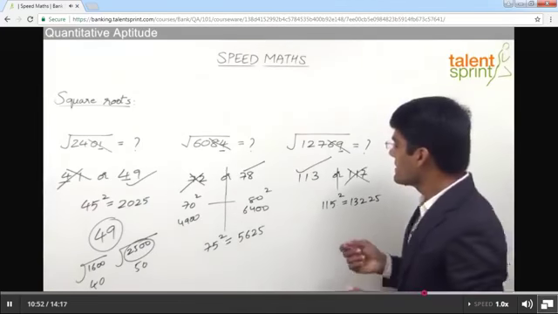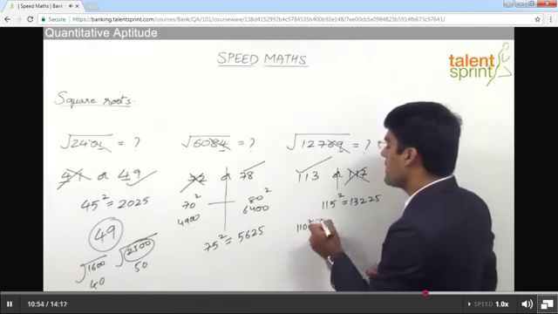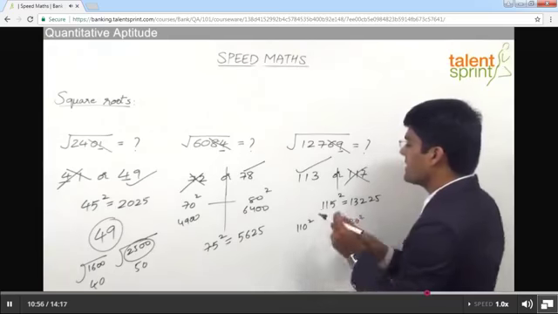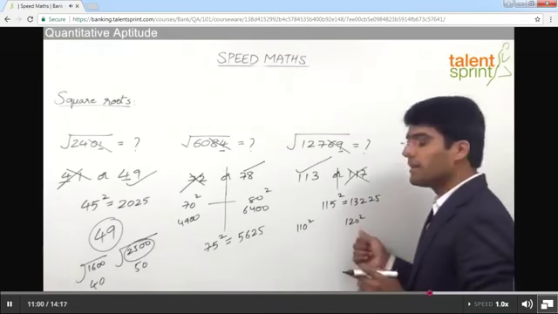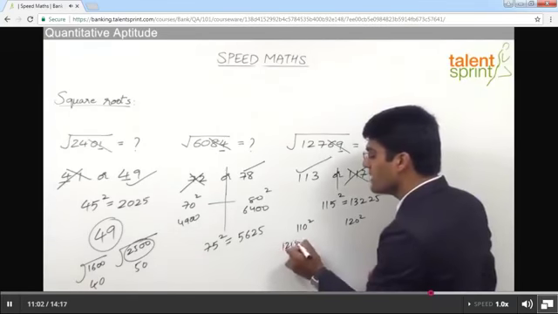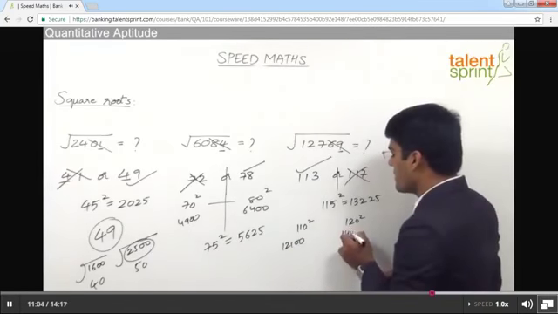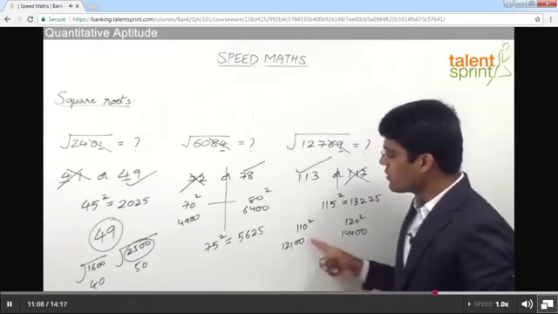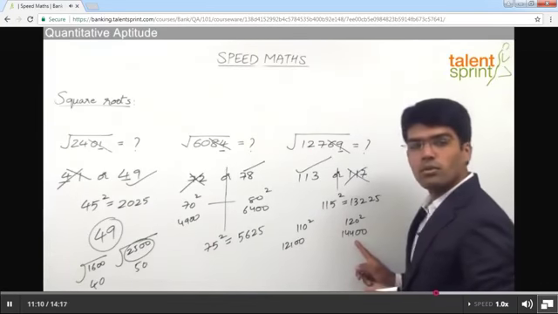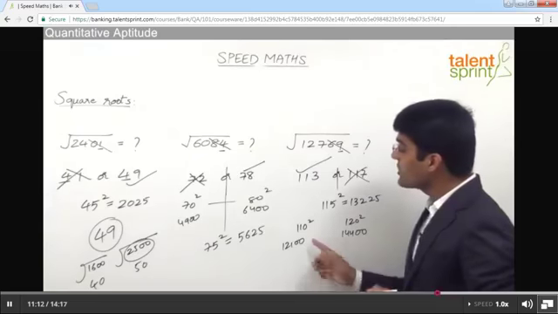Otherwise, we can just see what is 110 square and 120 square. Why? Because the numbers here are 113 and 117. They lie in between 110 and 120. 110 square is 12100 and 120 square is 14400. Clearly 12769 is closer to 12100 when compared to 14400. So the answer has to be closer to 110.